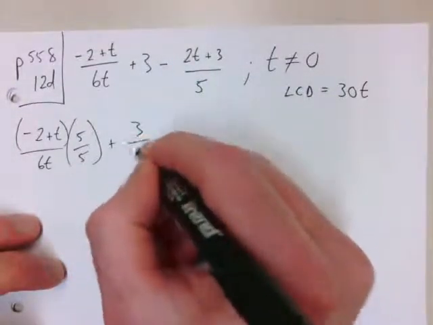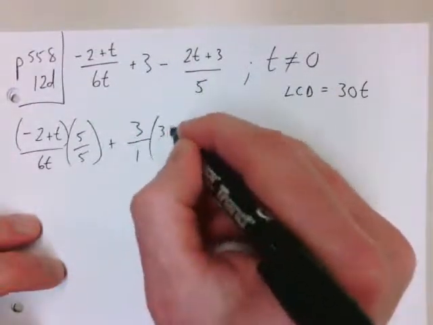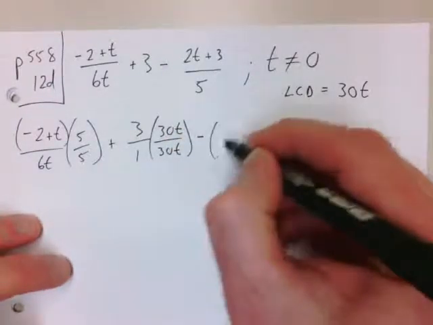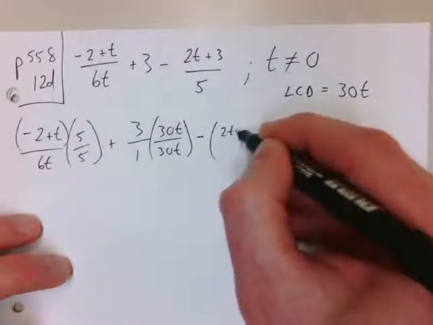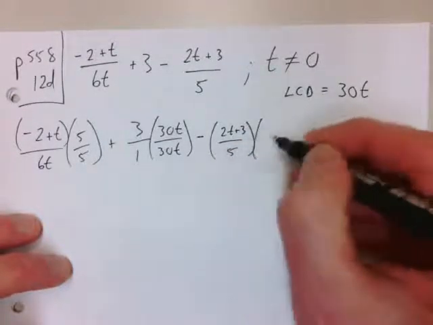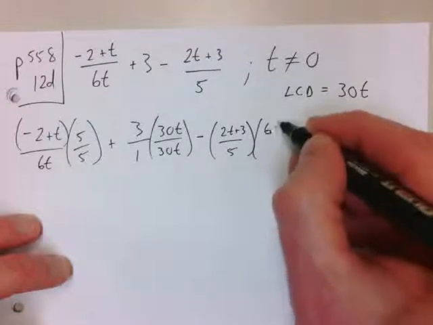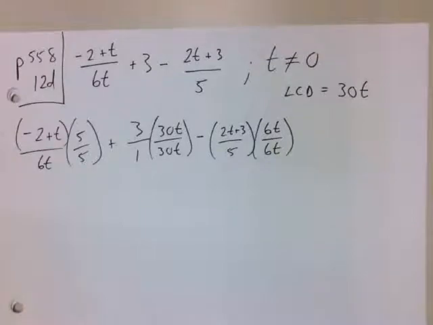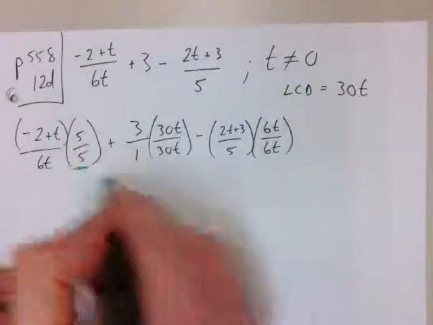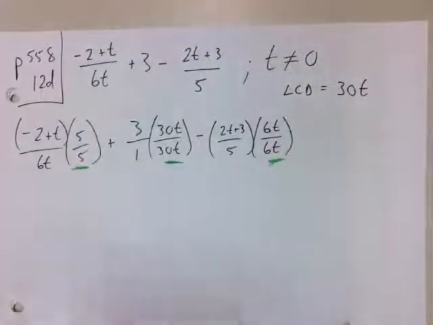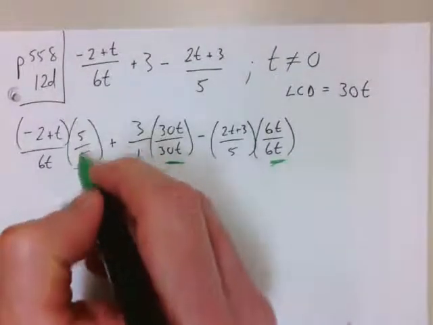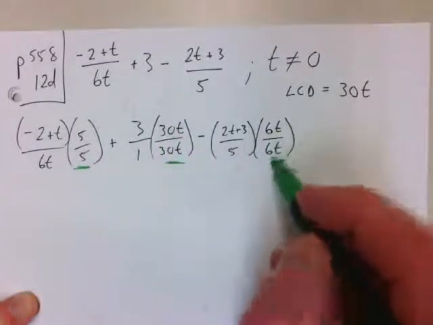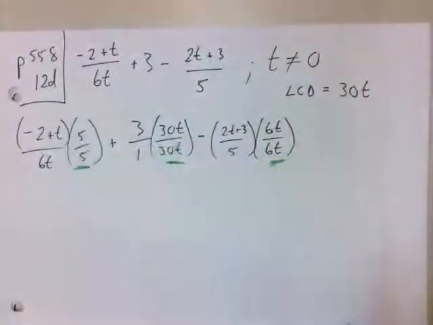So 3, I'm going to say over 1 because that's what it is, just to make it easier. 30t over 30t, minus, stupid minuses, 2t plus 3 over 5 times 6t over 6t. All right, so you need to figure out what is needed to multiply by, because those are all different, but each one is equal to 1. 5 over 5 is 1. 30t over 30t is 1. 6t over 6t is 1. So we're not changing anything, we're just changing the way it looks.